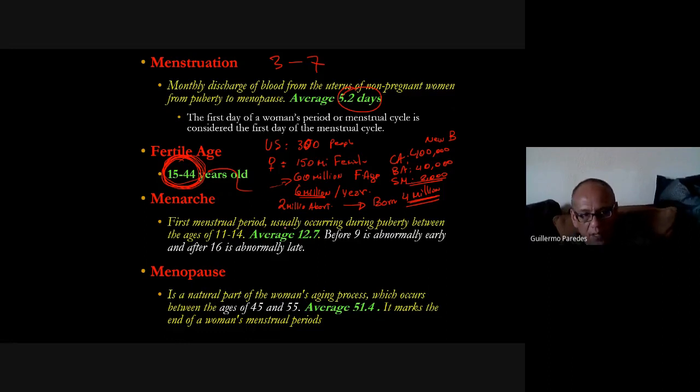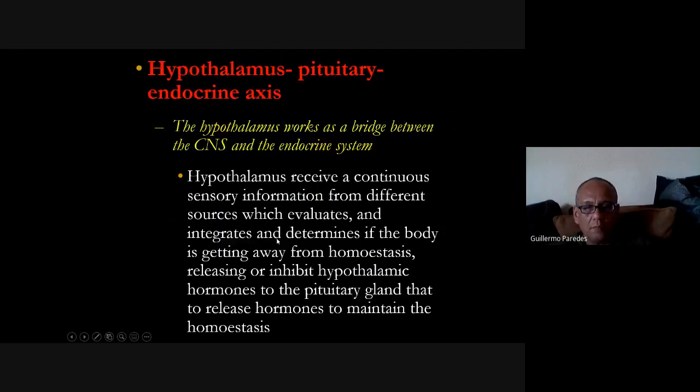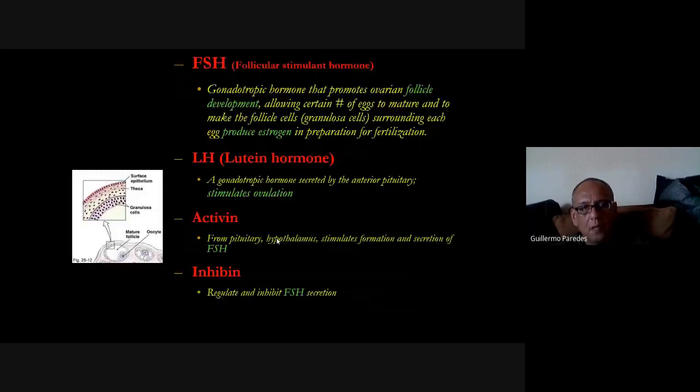Okay, menarche is at 12.7 years old, and menopause is at 51.2. At 55, everybody is in menopause. All right. So we have the FSH, the follicle stimulating hormone. So tell me, everybody, we males, do we have FSH? Yes or no? Do I have FSH? Yes.